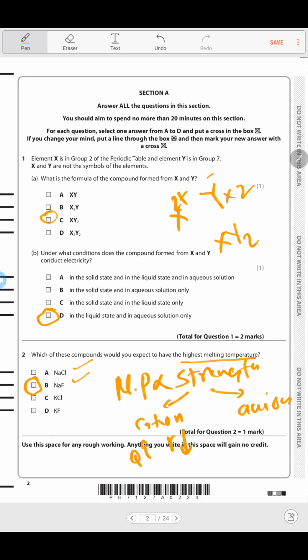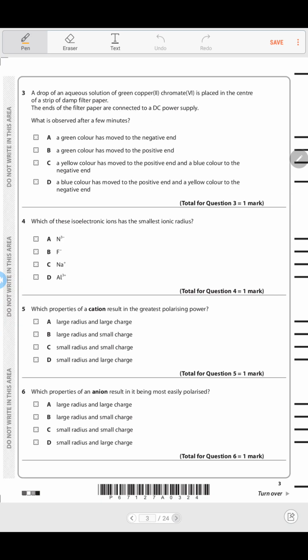I just check the charge and the size of the cation and the anion. Since the charges of Na plus and Cl minus and the others are equal, the turning point of this question is the size. So who has the smaller size of cation and anion? Na plus and F minus. So the answer will be 2. Right, question number 3.